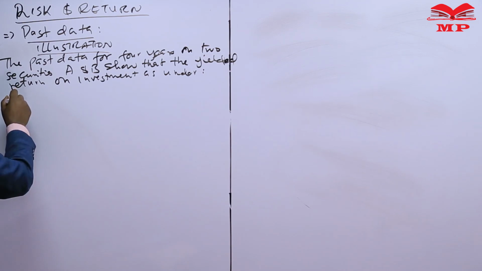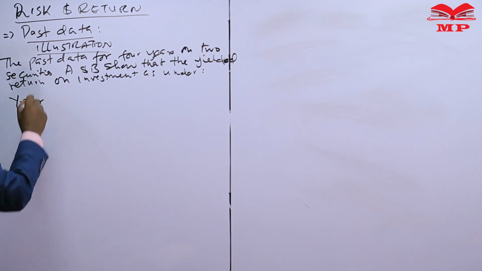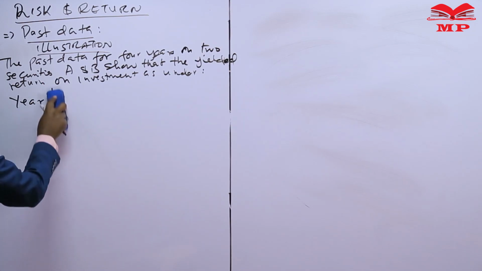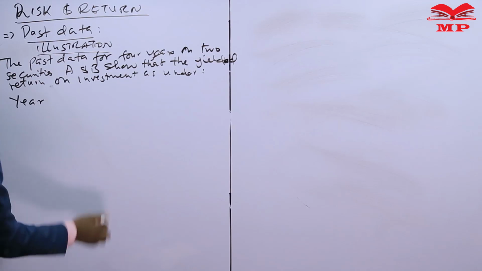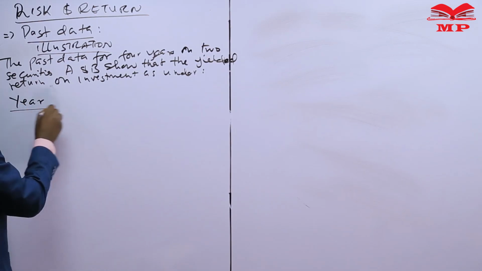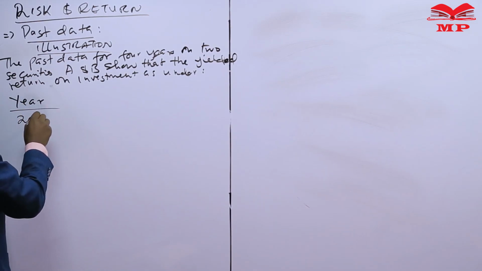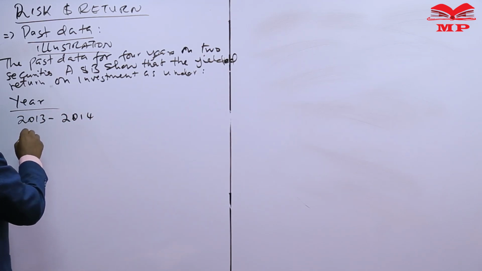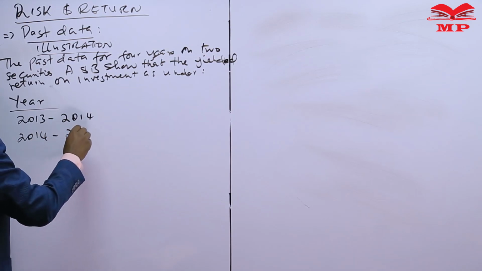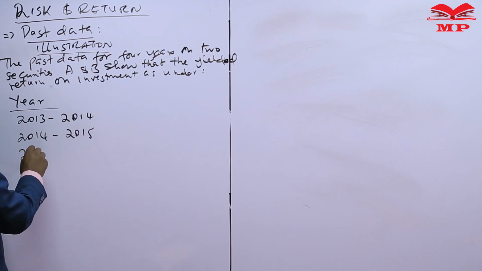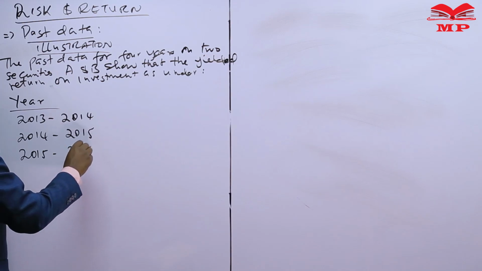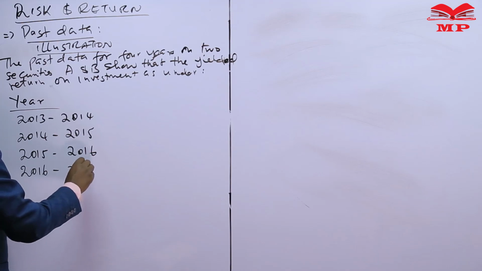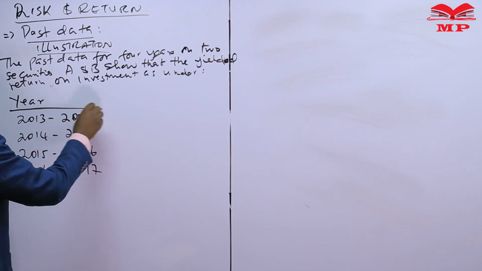So we can have here a column for the year. These are 4 years: from 2013 to 2014, 2014 to 2015, 2015 to 2016, 2016 to 2017. These are the years.